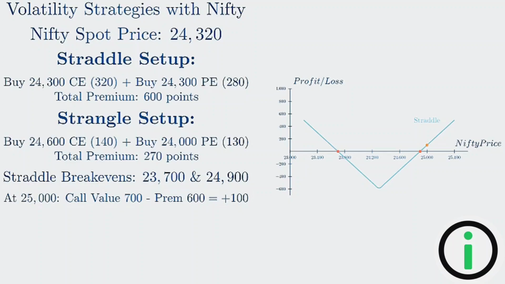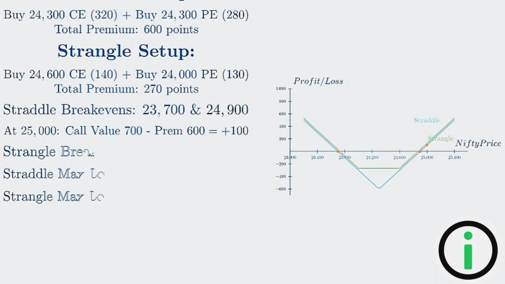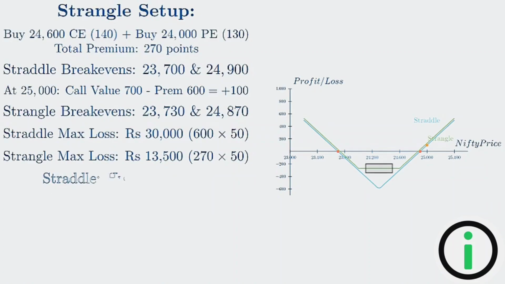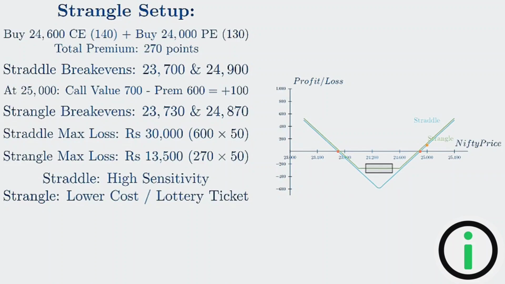The strangle is cheaper, which means your maximum loss is smaller if the market stays dead quiet. For the strangle, the break-evens are 23,730 and 24,870. However, look at the gap. The market has to move much further to cross the outer strikes of the strangle before you even begin to make back your premium. Traders choose the straddle for maximum sensitivity to movement, and the strangle for a lower-cost lottery ticket play on extreme moves.